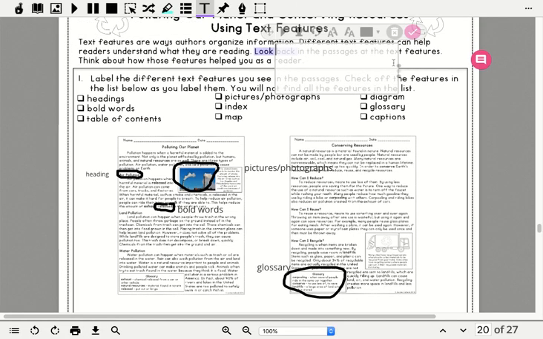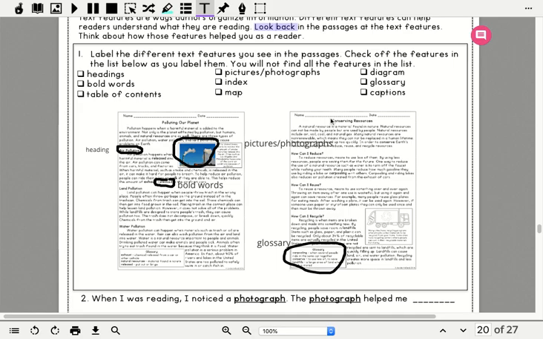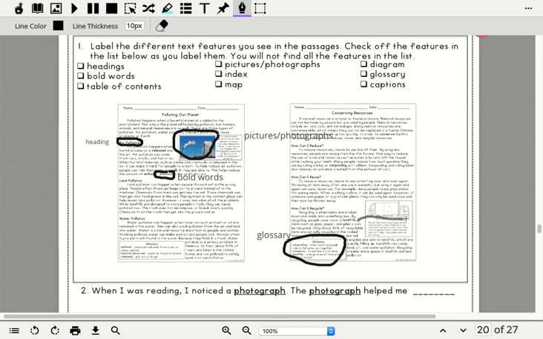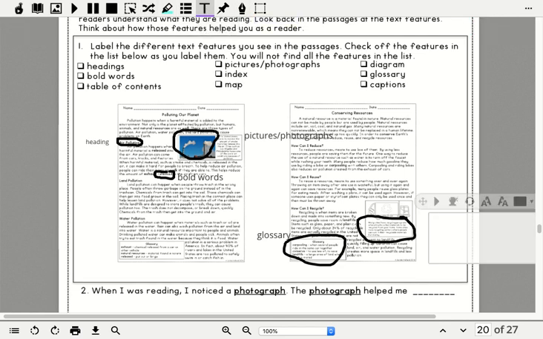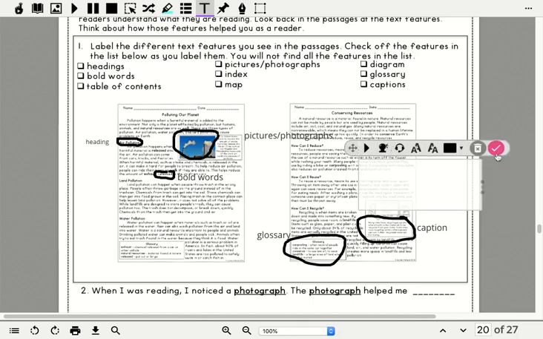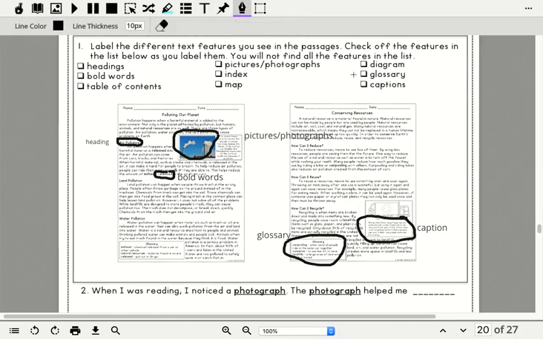Okay. And then our last one says captions. So a caption is below or next to a picture. So there's one right here, there's one right here. So I circled up here. I'm going to use this one and just type caption next to it right there. Okay. Now, the other thing it asked us to do was check off the features. So we found headings, we found bold words, we found a picture, we found the glossary, and the caption. So we found quite a few text features.